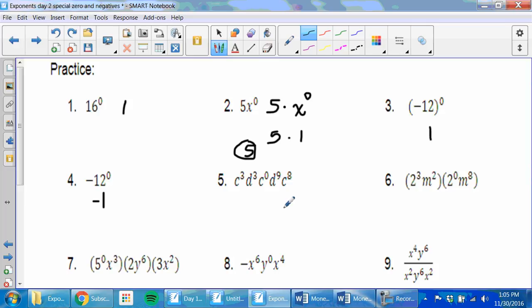Okay. Now here on this one, this is adding in our multiplication rule. When we multiply powers with like bases, we add our exponents. So I've got 3 plus 0 plus 8. So I'm really not even going to add that. I'm just going to do the 3 and 8. That gets me c to the 11th power. And then my d would be 3 and 9, and that would be d to the 12th power.